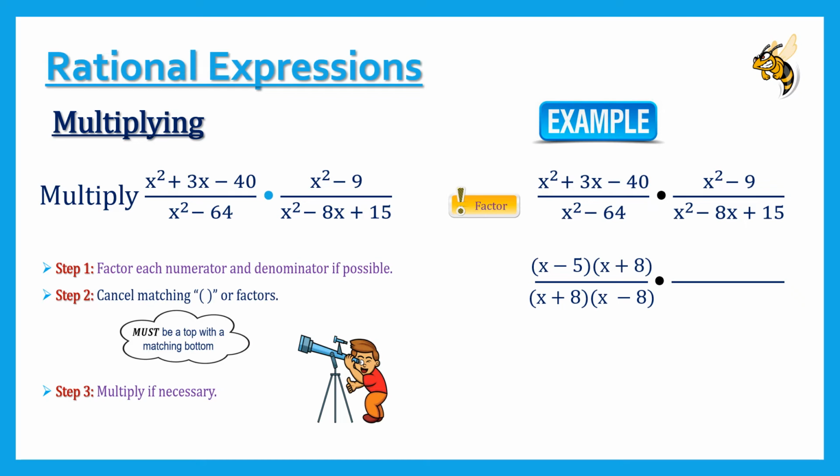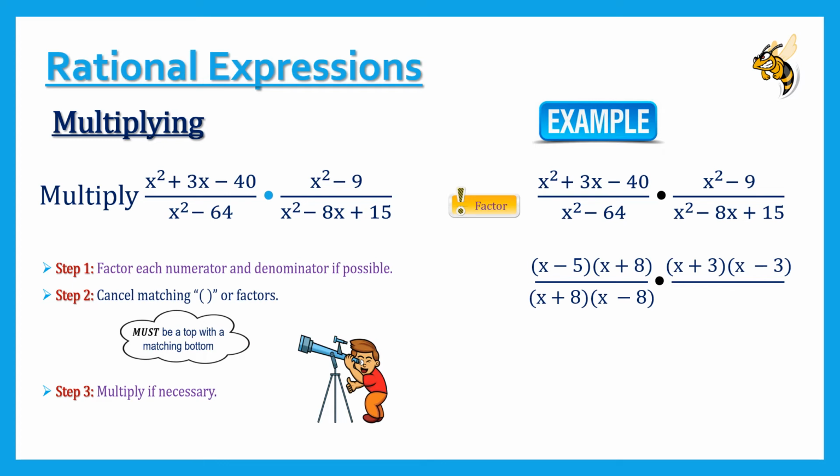The top is a difference of 2 squared. It's x squared minus 9. So I want to know what's the square root of x squared, which is x. And I also want to know what's the square root of 9, which is 3. One will get a plus and the other will get a minus. So it'll be x plus 3 times x minus 3.